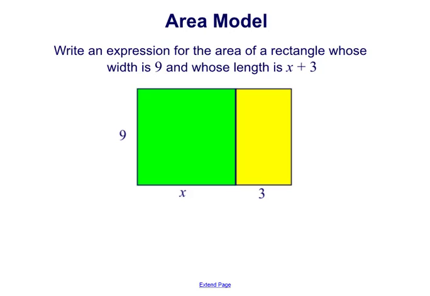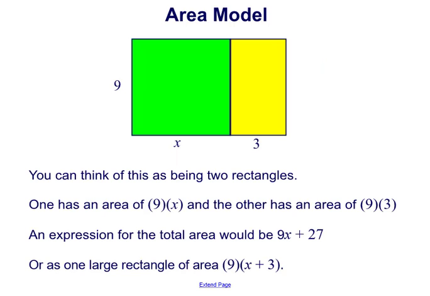Write an expression for the area of a rectangle whose width is 9 and whose length is x plus 3. Remember, our formula for area is length times width for a rectangle. So you can think of this as being two rectangles. One has an area of 9 times x, that would be the green rectangle, and the other has an area of 9 times 3. That would be the yellow rectangle.